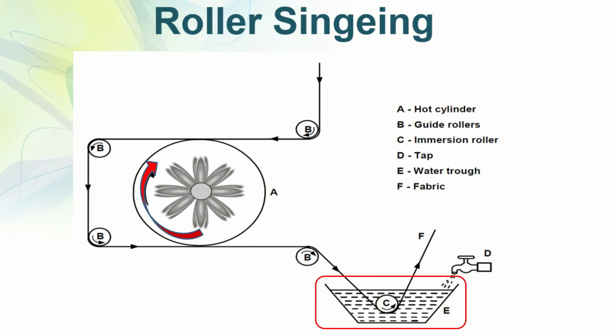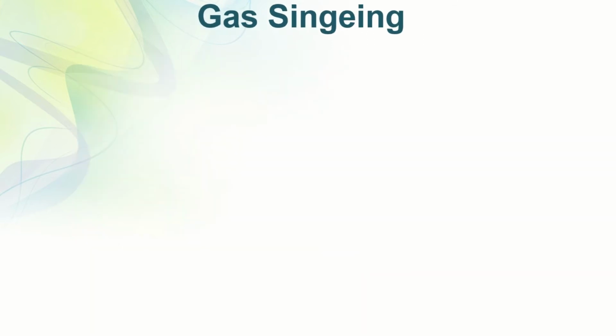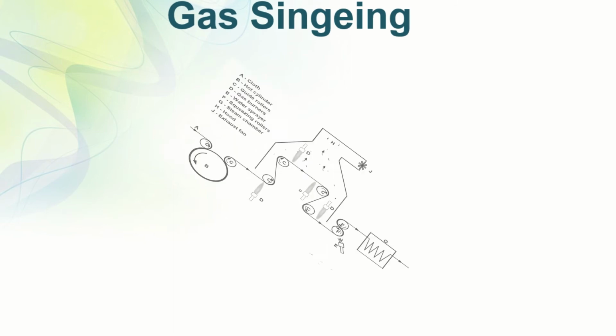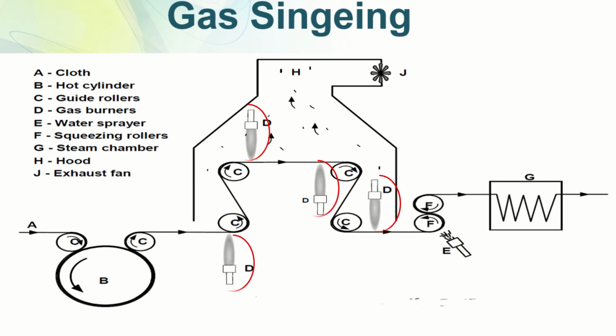After the singeing method is completed, the fabric is immediately moved through a water trough to avoid any adverse effect on the fabric surface. Gas singeing, which is widely accepted all over the industries. Here, one or more burners are designed to produce a uniform flame by burning a mixture of compressed air and coal or natural gas. Here, the fabric is moving at higher speed with the help of different guide rollers.